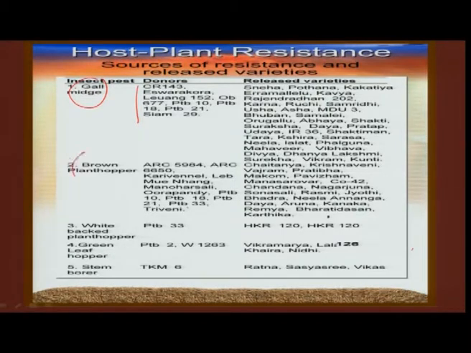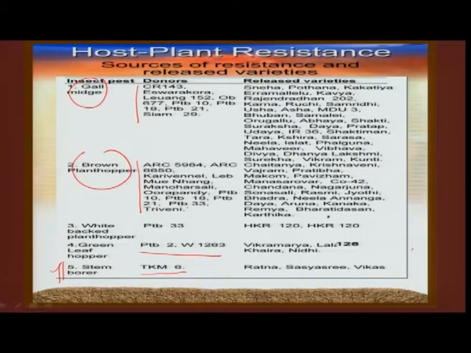Similarly, for brown plant hopper, the donors have been identified, and then for green leaf hoppers, the donors have been identified. For the stem borer, which is an important pest, TKM6 is identified as the donor cultivar which has a higher degree of resistance. They cannot be used for commercial cultivation mainly because of their poor yield. But these varieties or cultivars have been used in the breeding program by the breeders, and they have evolved many varieties which are high yielding but have the resistance factor for various insects.